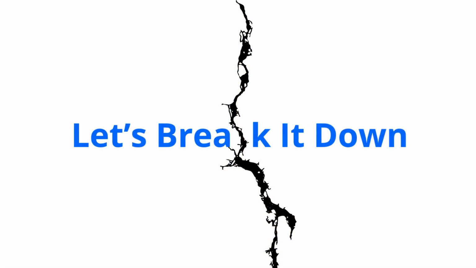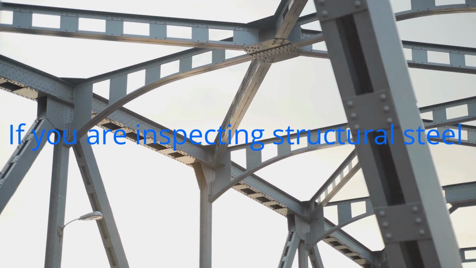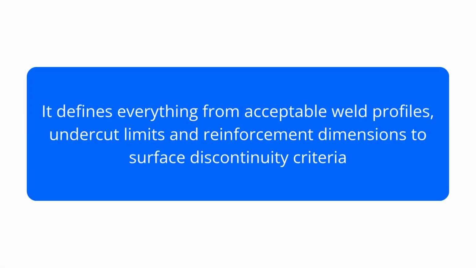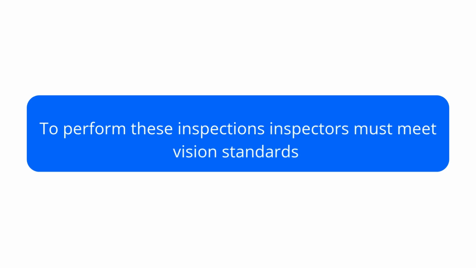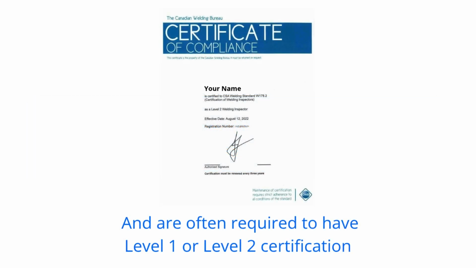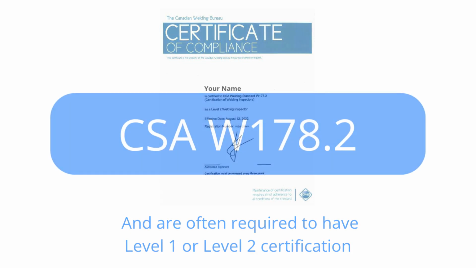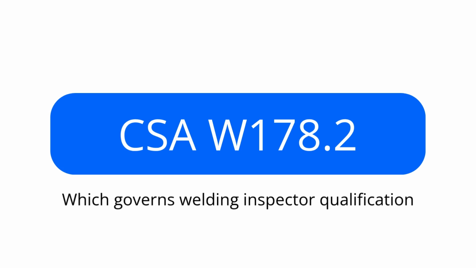Let's break it down. If you are inspecting structural steel, CSA W59 is your primary guide. It defines everything from acceptable weld profiles, undercut limits, and reinforcement dimensions to surface discontinuity criteria, specifically outlined in Clause 11.4 and 11.5. To perform these inspections, inspectors must meet vision standards and are often required to have Level 1 or Level 2 certification under CSA W59.3, which governs welding inspector qualification.